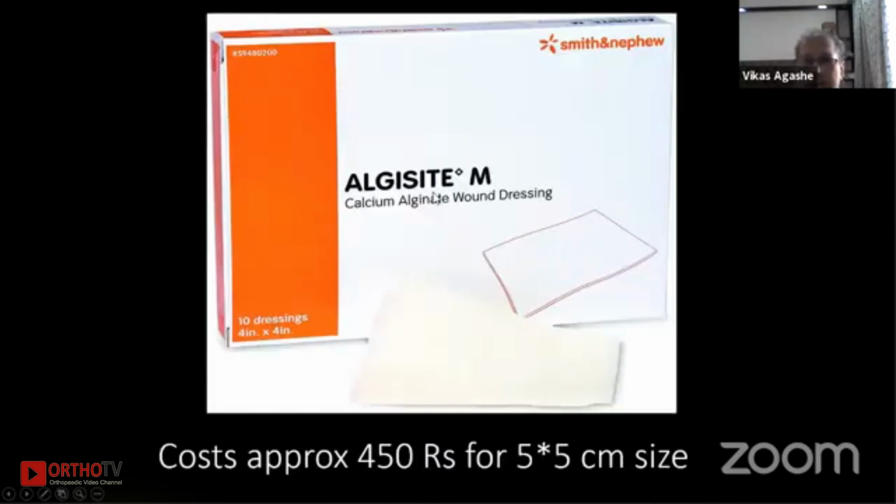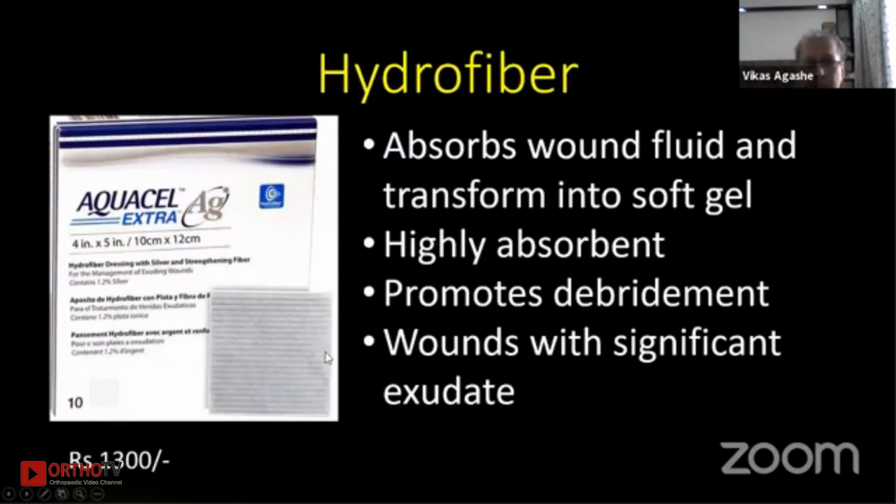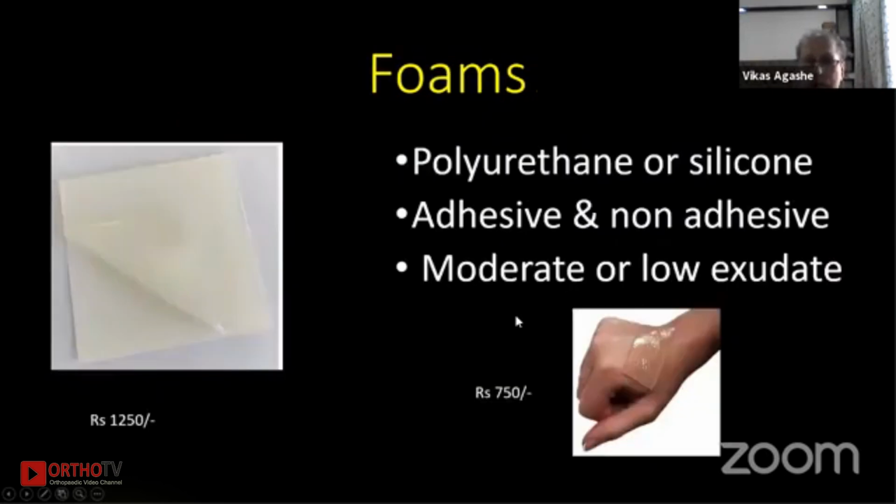These are the types of alginate. Costs about 450 rupees for a 5 by 5 size. So that way it is a little expensive, just 5 centimeter by 5 centimeter costs almost 450 rupees. There are some dressings called hydrofiber. They also absorb wound fluid, and therefore again, if there is a lot of exudate, these dressings can be used.